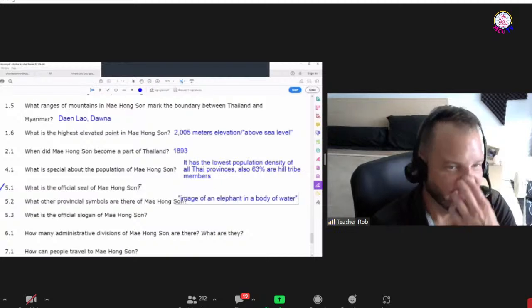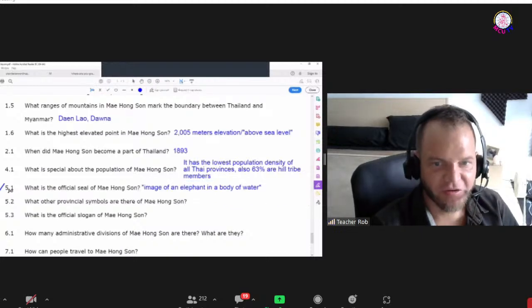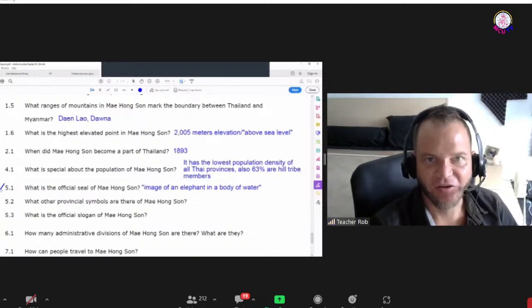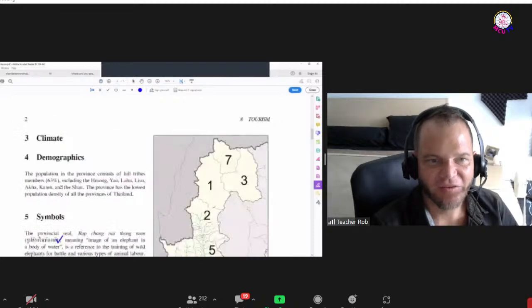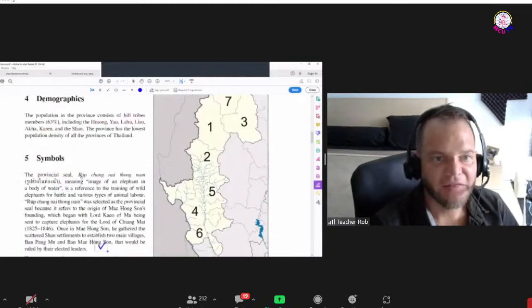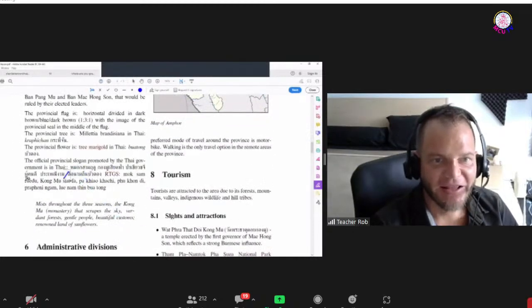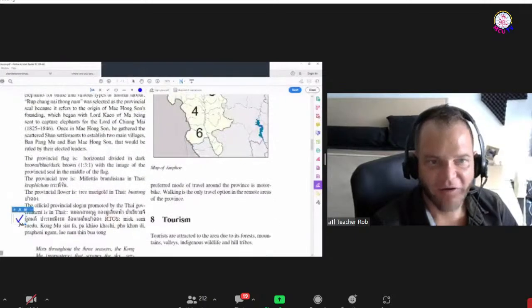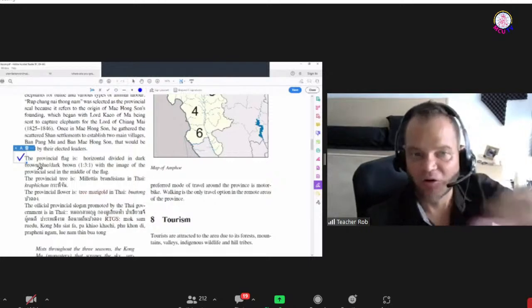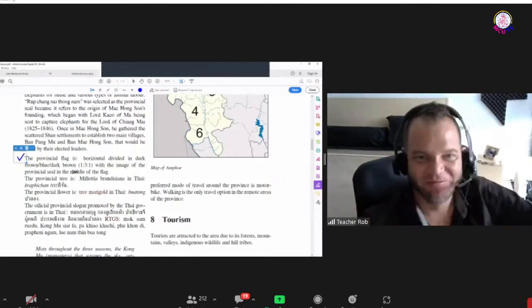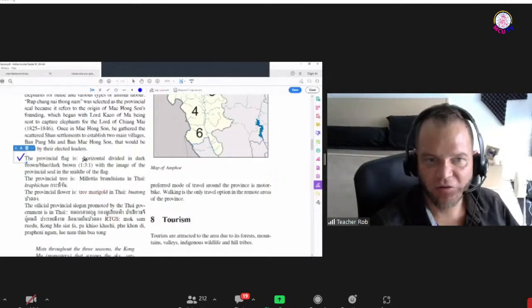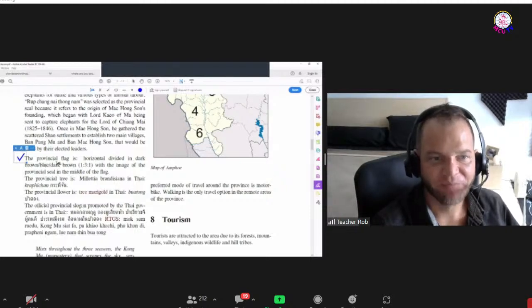Nice. Now it says, what other provincial symbols are there of Mae Hong Son? So now we read a little farther about some more. Okay. So we also have something like this. It starts here. The provincial flag is horizontal, divided in dark brown, blue, dark brown. So remember, horizontal, side to side, right? In aspects of 1 to 3 to 1, with the image of the provincial seal in the middle of the flag.